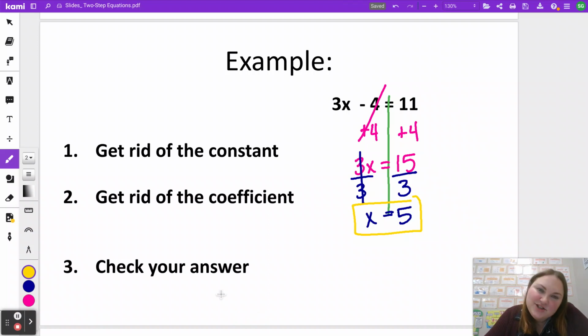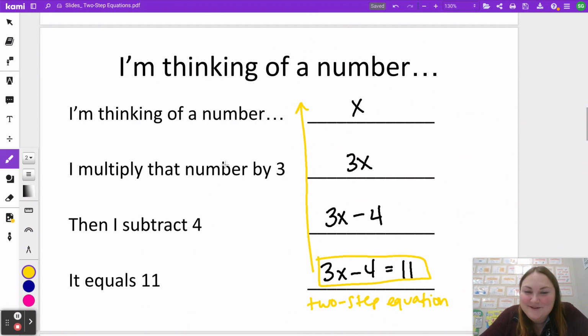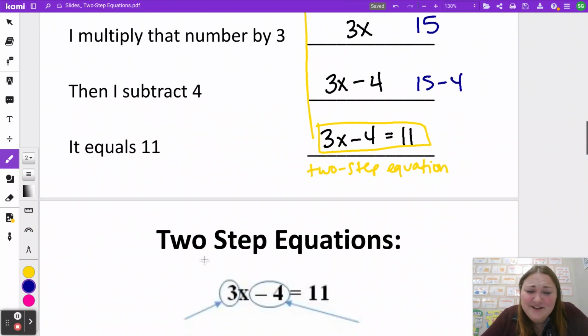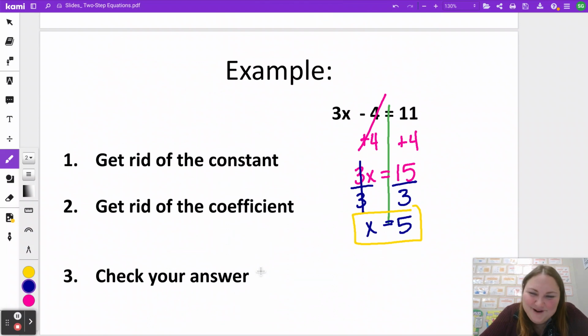When it comes to checking your answer, I had these steps earlier. We can always check by thinking about this. If my number was the number 5, that means when I multiply my number by 3, it gave me 15. And then if I were to subtract 4 from that, 15 minus 4 would give me 11. However, if you didn't have these words here, you could always check your answer, which I've got here as our last step. You should always check.